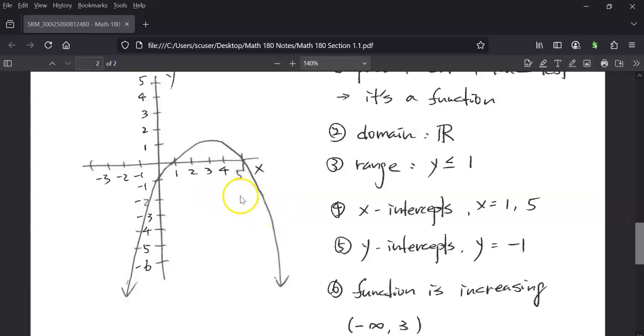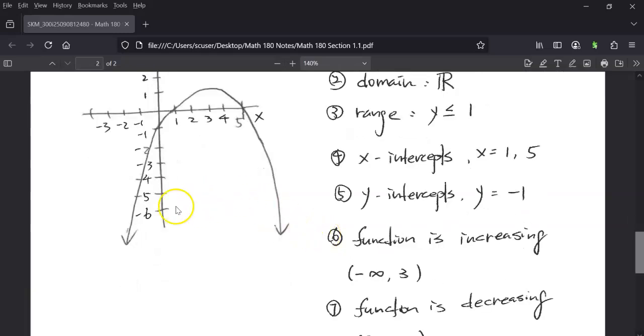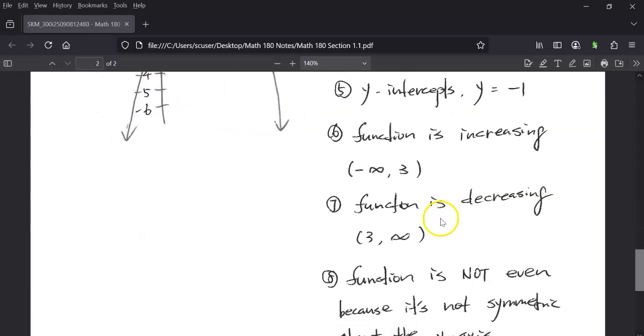From our graph, we can see the x-intercepts are 1 and 5, and the y-intercept is negative 1. And the function is increasing, so the function is going up. In other words, the slope is positive. So the function is increasing from negative infinity to 3. At 3, that's when the function starts going downwards, which is now decreasing. So increasing from negative infinity to 3, and after 3, the function is decreasing.